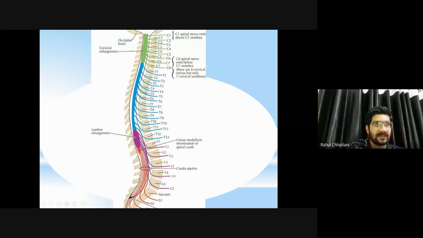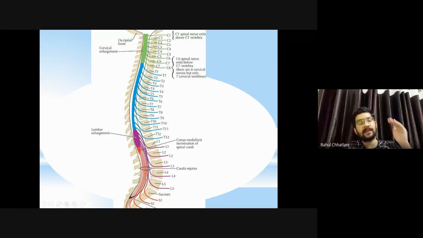Now here you see at the L1 and L2 level, the spinal cord terminates. What comes after that we term the cauda equina. And of course, there are the lumbar enlargement and the brachial plexus enlargement. This is the cervical segment enlargement that is responsible for brachial plexus formation. And the lumbar enlargement is more about forming the lumbar and sacral plexus that helps innervate the lower limb, and the brachial plexus innervates the upper limb.